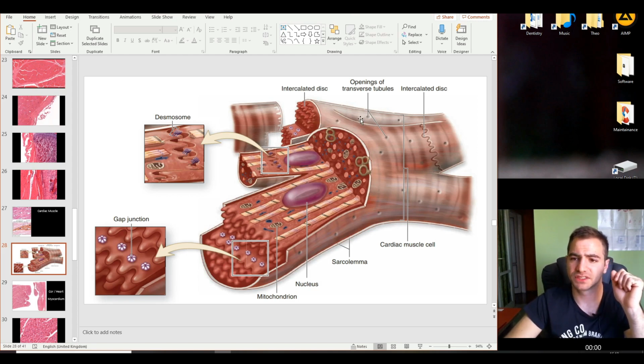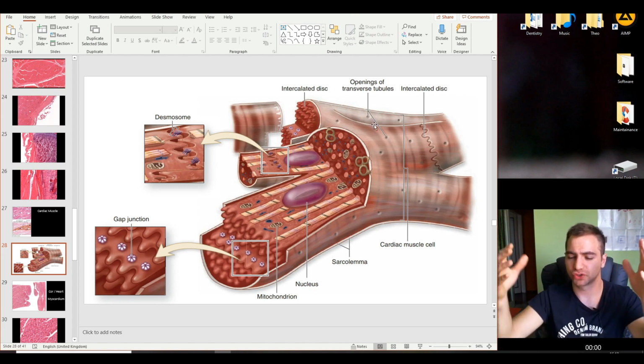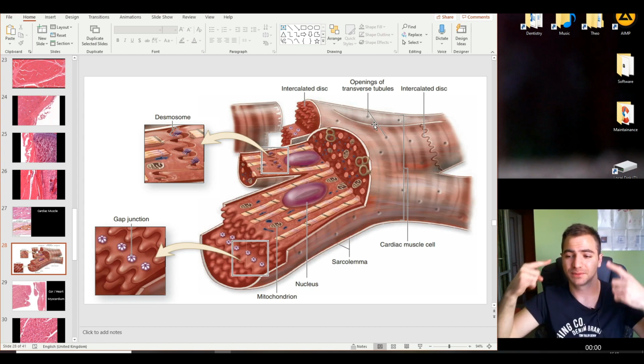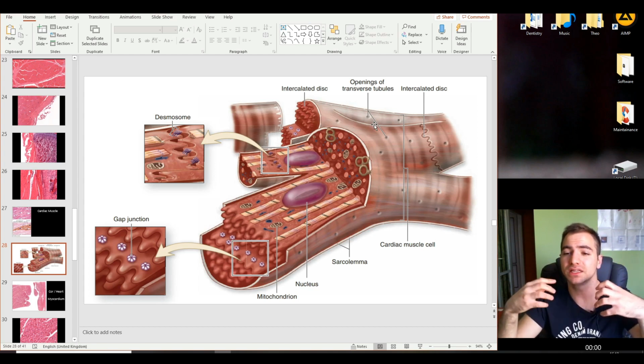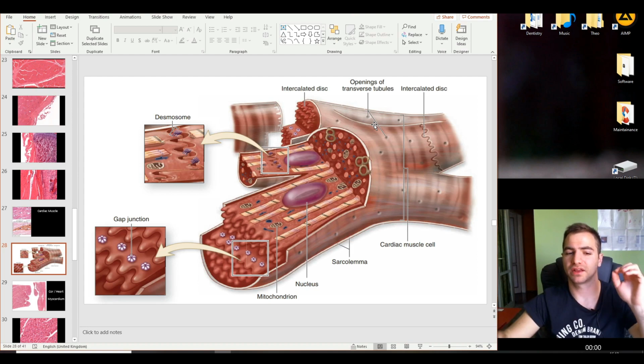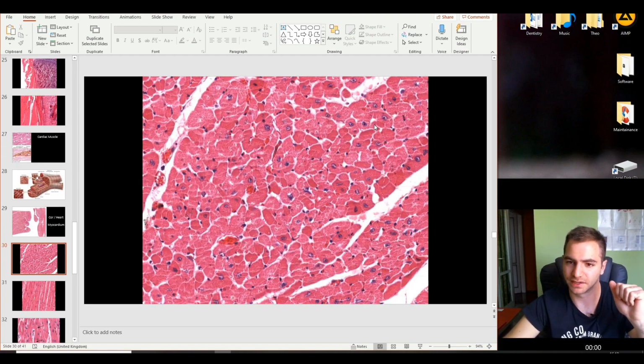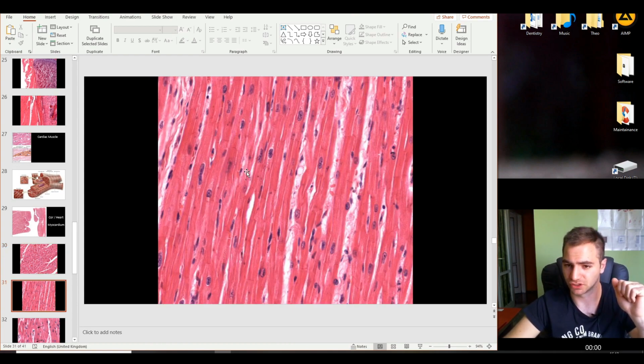So, the differences here, of course, we have again transverse tubules. Transverse tubules are the T tubules, we discussed them before. They're responsible for the simultaneous release of calcium throughout the whole length of the muscle. Let's actually see them macroscopically. How does the heart look like? Here we have the cross section of the heart, and here is the longitudinal section of the heart.